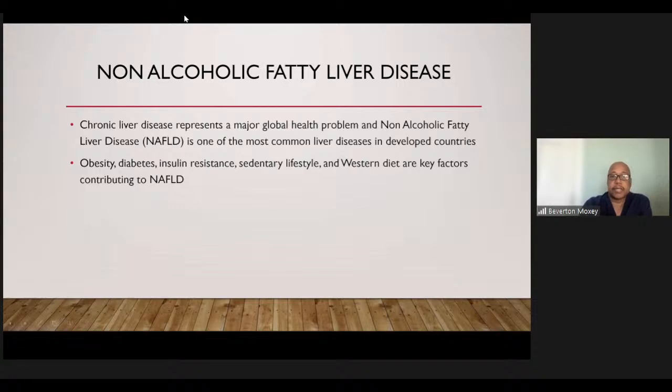And so chronic liver disease represents a major global health problem, and non-alcoholic fatty liver disease is one of the most common liver diseases in developed countries. Obesity, diabetes, insulin resistance, a sedentary lifestyle, and Western diet are key factors contributing to non-alcoholic fatty liver disease. And as you would note, a lot of the chronic non-communicable diseases that are mentioned there are things that we see that are very pervasive and are prevalent in our society. Next slide.